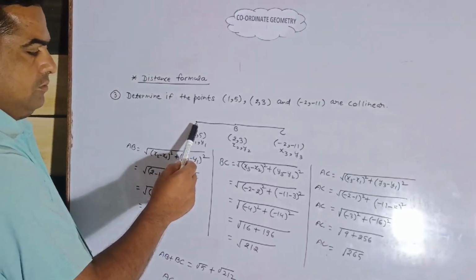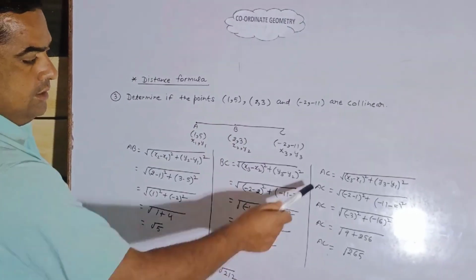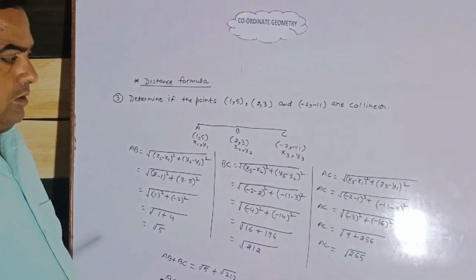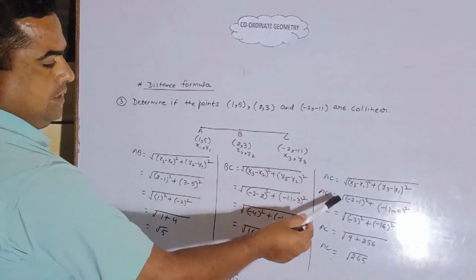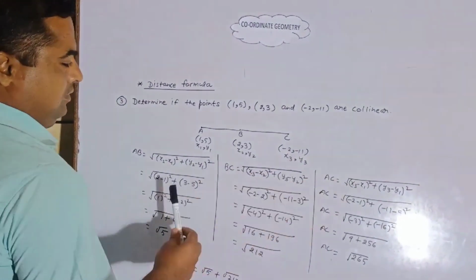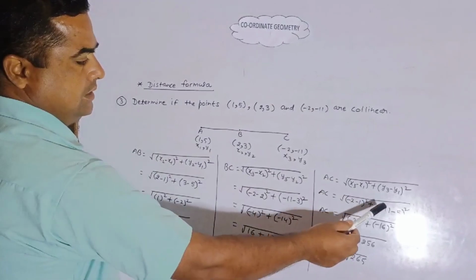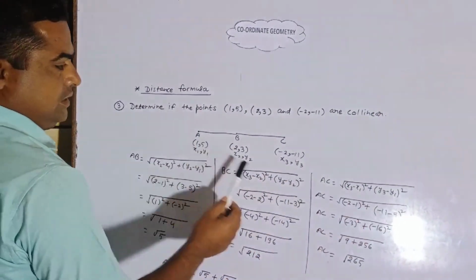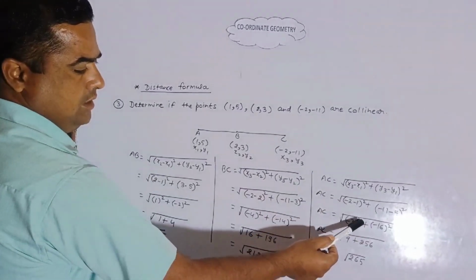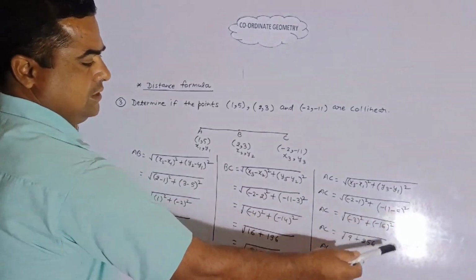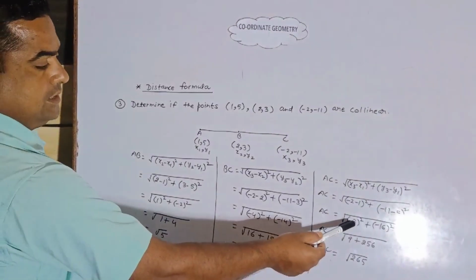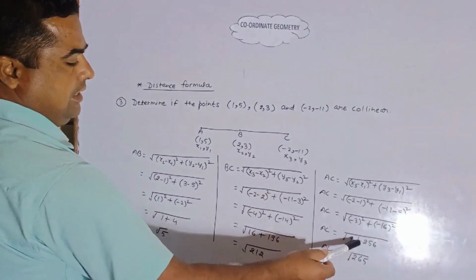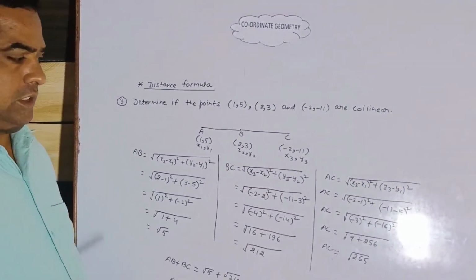Now we will find the value of AC. Distance AC we will find. AC equals the square root of (x3 minus x1) whole square plus (y3 minus y1) whole square. The value of x3 is minus 2, and the value of x1 is 1, whole square, plus the value of y3, this is minus 11, minus the value of y1, this is 5. (Minus 2 minus 1) is minus 3 whole square plus (minus 11 minus 5) is minus 16 whole square. Minus 3 whole square is 9, and minus 16 square is 256. Now we will add both the numbers, we get under root 265.